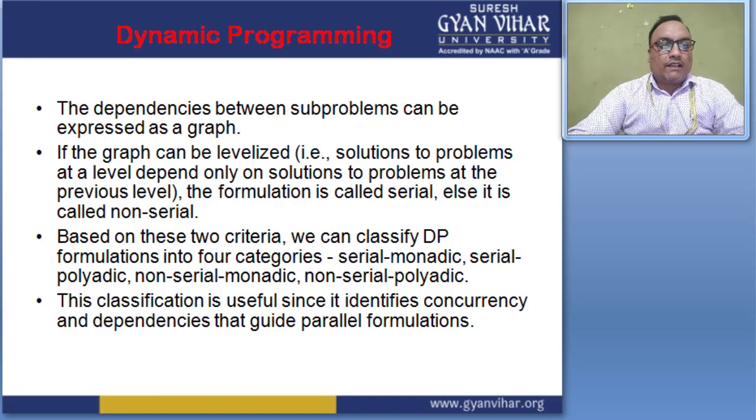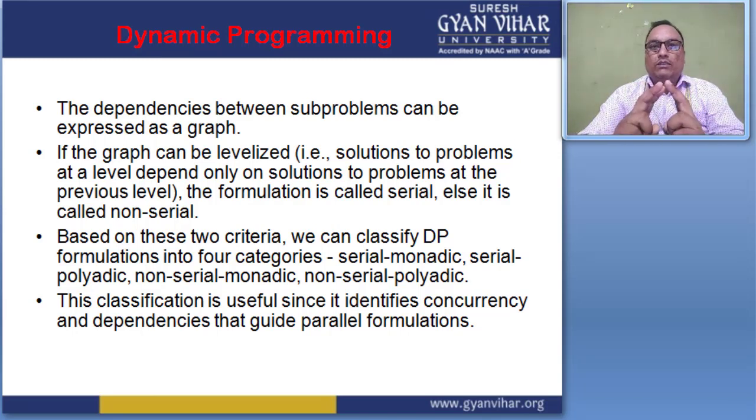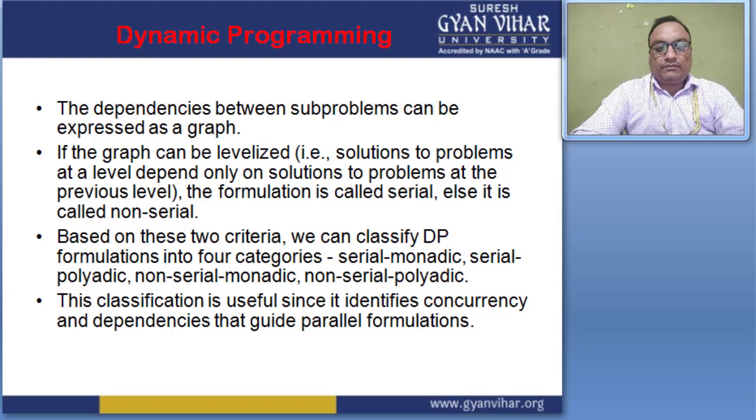I am again repeating the names of these four types: first serial monadic, second serial polyadic, third non-serial monadic, and fourth non-serial polyadic. It means you only learn two things: serial monadic and serial polyadic, and then two non-serial, right? So these are the different categories related to dynamic programming.